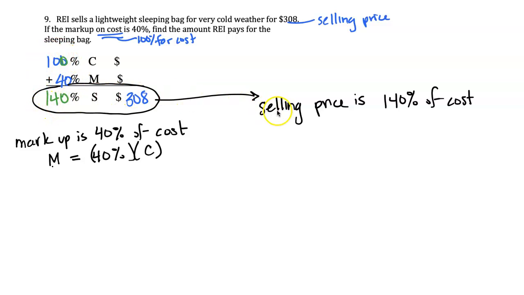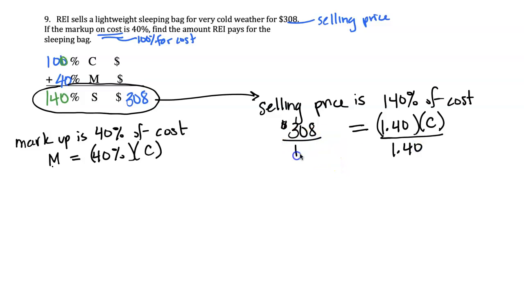Selling price dollar amount is $308 is equal to, let me go ahead and change 140% into its decimal equivalent of 1.40. And of cost, I don't know cost. Of means multiply, so I'm going to multiply by variable C. To solve this, I need to get the C variable alone. I'll divide by the 1.40. And I end up with $220. Cost is $220.